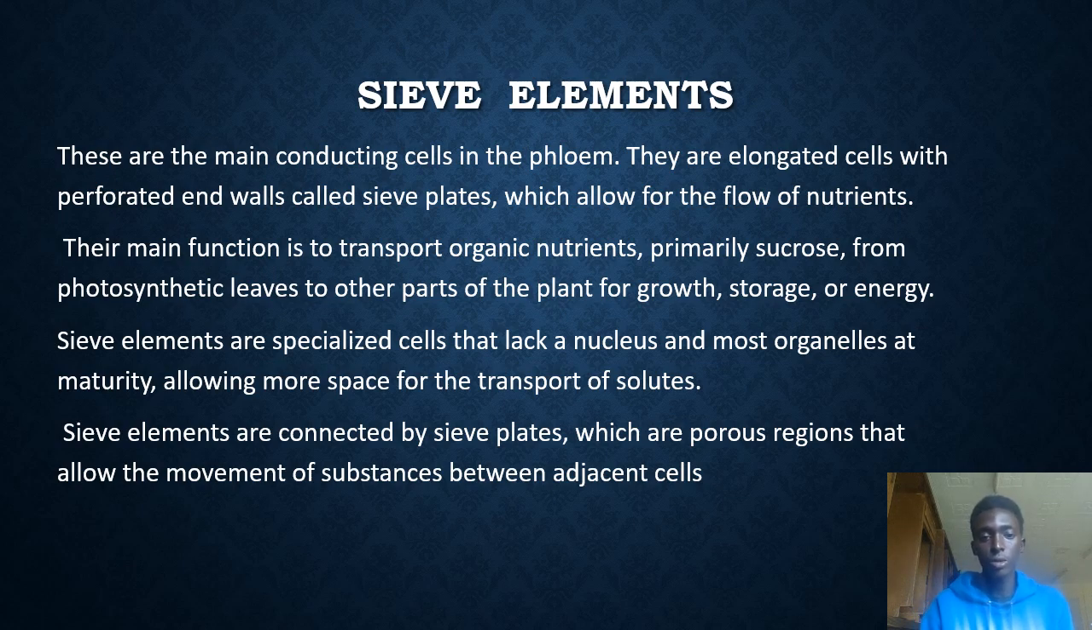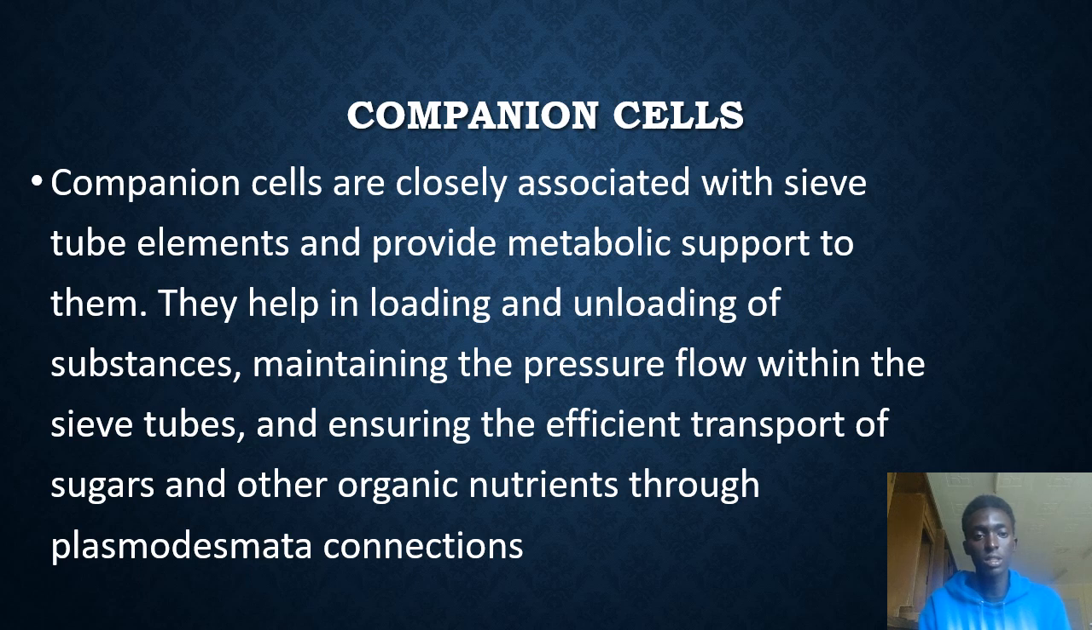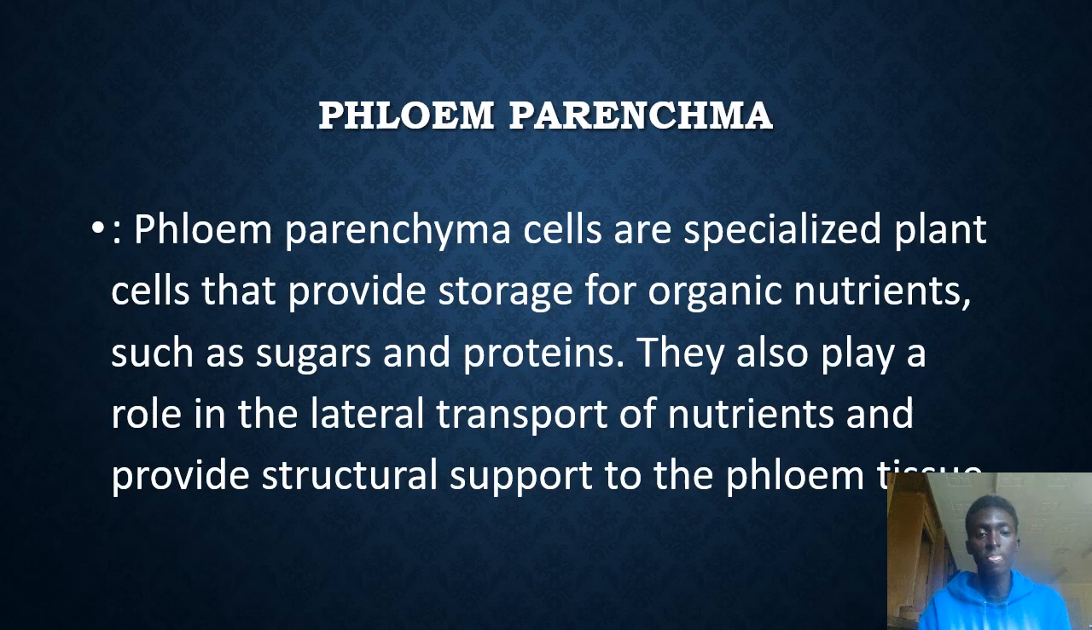Number 2, we are going to look at the companion cells. Companion cells are closely associated with sieve tube elements and provide metabolic support to them. These companion cells help in loading and unloading of substances, maintaining the pressure flow within the sieve tubes and ensuring the efficient transport of sugars and other organic nutrients through plasmodesmata connections.